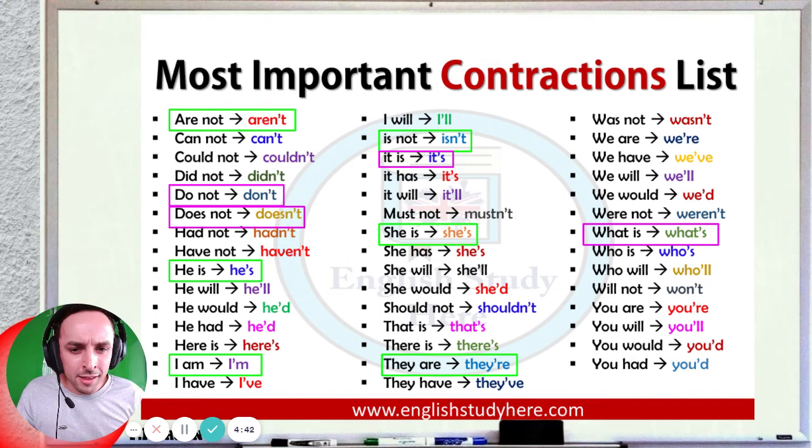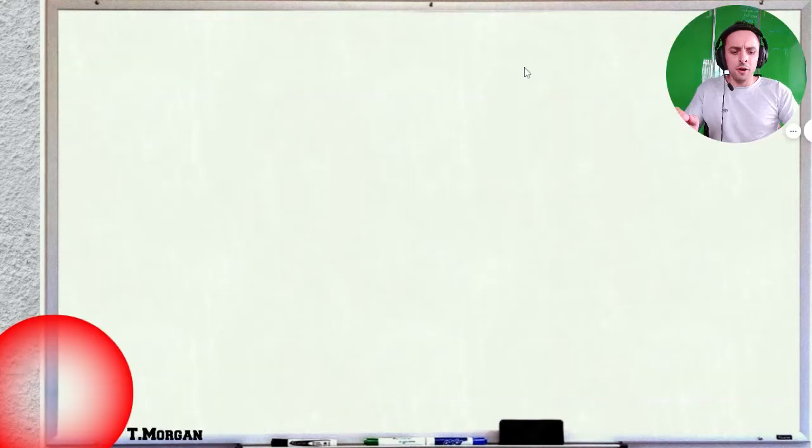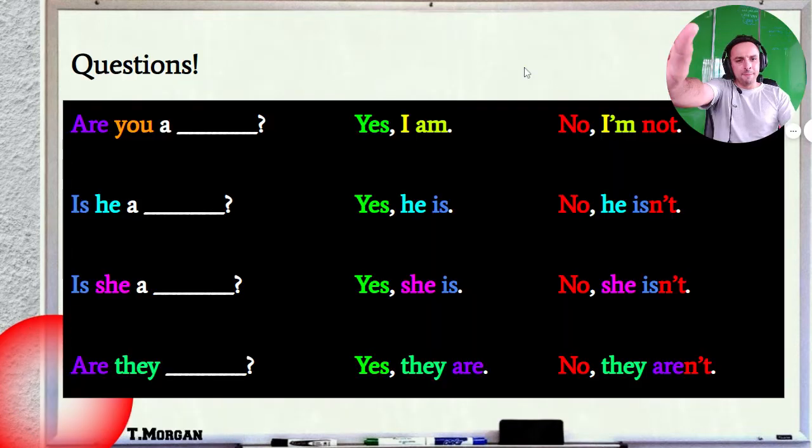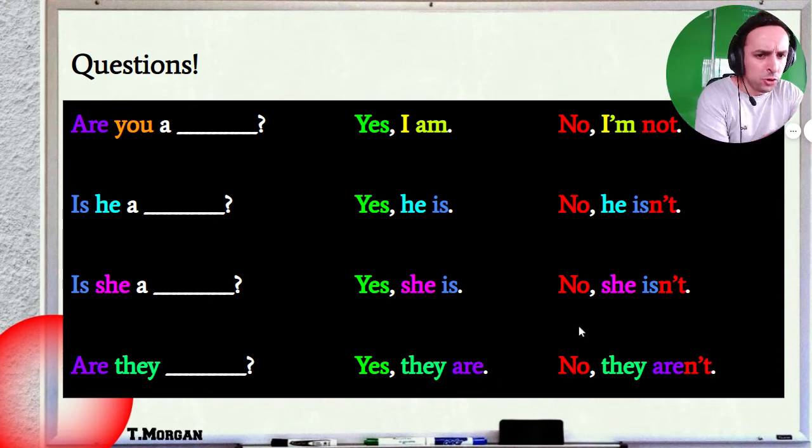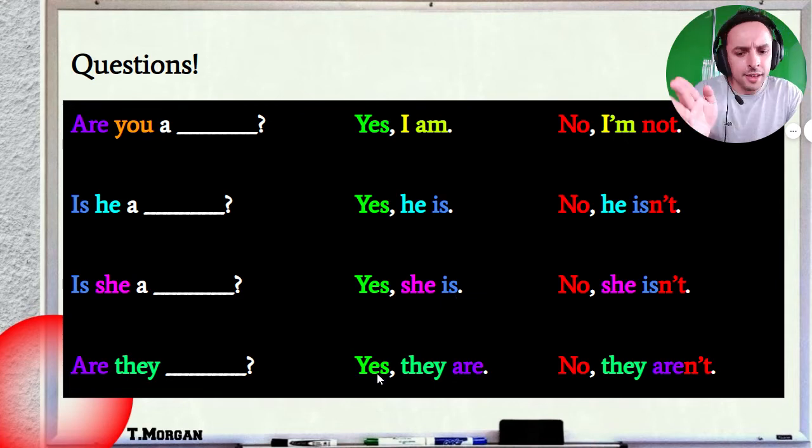But for now, let's look at your questions. The questions for Unit 4. We have are you. Remember, all of these questions are either yes or no. And it goes yes, pronoun, verb to be. And then we go no, pronoun, verb to be, not.